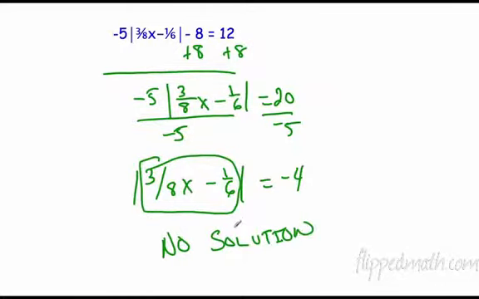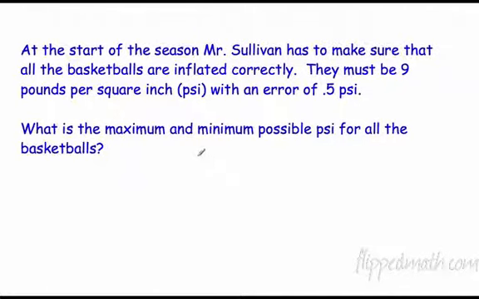All right, no solution. At the start of the season, Mr. Sullivan has to make sure that all the basketballs are inflated correctly. They must be 9 pounds per square inch, PSI, with an error of 0.5 PSI. What is the maximum and minimum possible? So now, let's talk about this. I think most of you could probably figure this out. It can either go below 9 or above 9, right? So if I added 0.5, I'd have 9.5 PSI. If I had subtracted it, I'd have 8.5 PSI, which is great, but now let's make that into an absolute value equation.